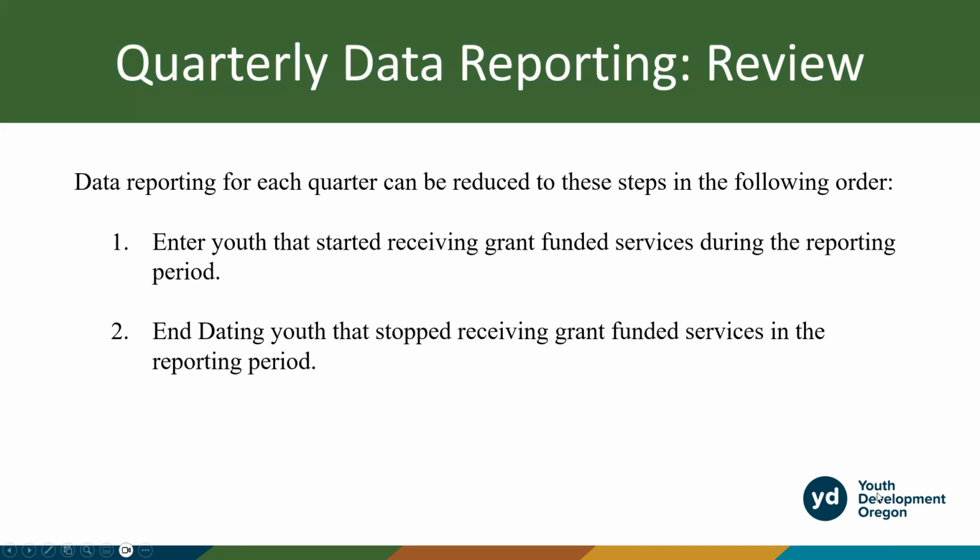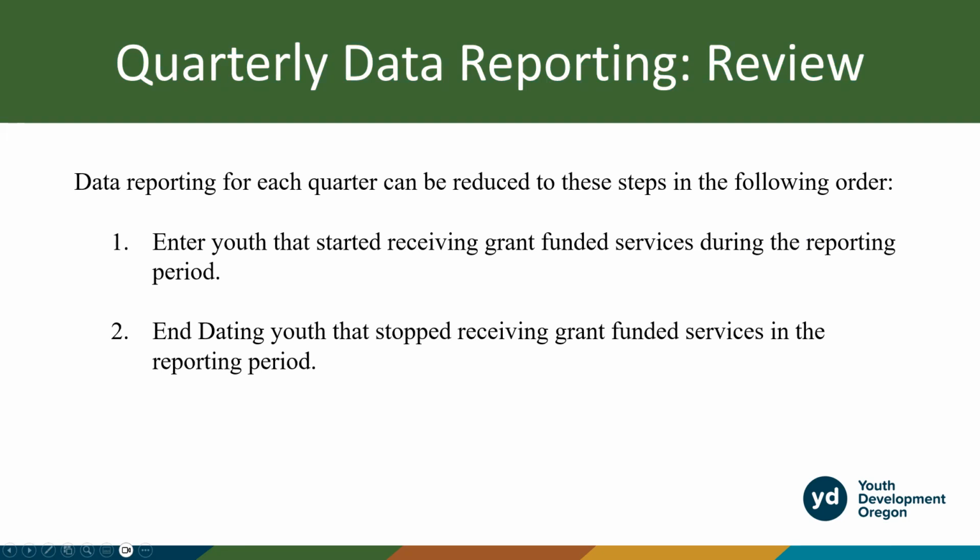So what do we do with data reporting quarterly? Data reporting for each quarter can be reduced to these steps in the following order. 1, enter youth that started receiving grant-funded services during the reporting period, and 2, end dating youth that stopped receiving grant-funded services in the reporting period.